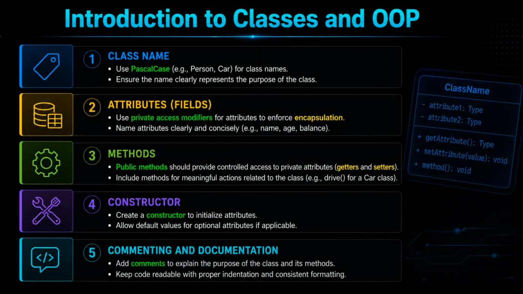Good class design follows a few conventions. Name classes in Pascal case, clearly representing their purpose: Person, Car. Keep attributes private to enforce encapsulation, with clear, concise names. Provide public methods, like getters and setters, for controlled access to those private attributes. Include a constructor to initialize everything, with sensible defaults where it makes sense. And comment your code so its purpose stays clear and readable.